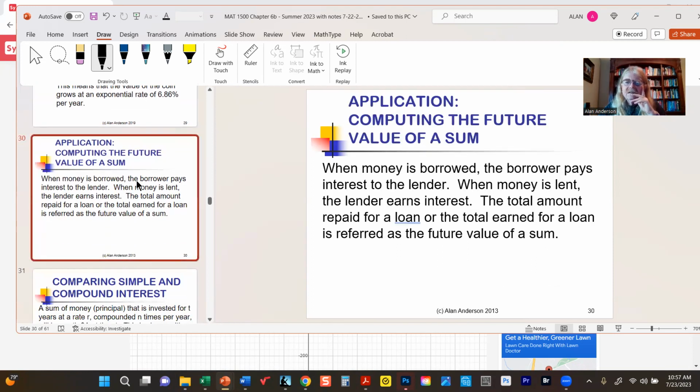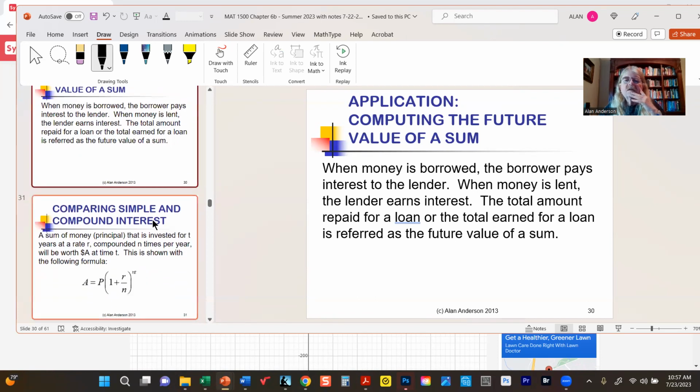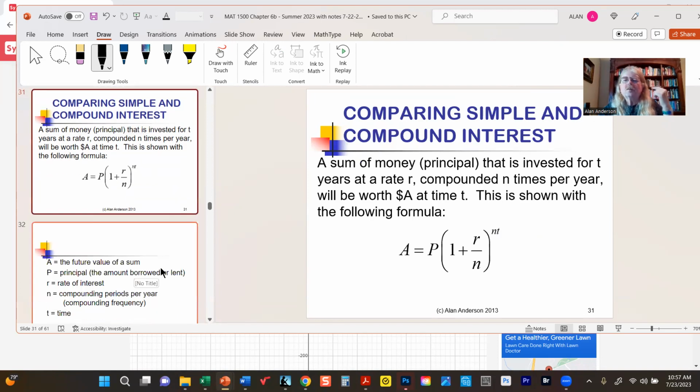Now we're going to look at investing money in the bank, because this is directly relevant. It's a perfect example of how you can use exponential functions in the real world. So we're going to introduce the concept of the future value of a sum, which means if you put money in the bank now, for any given amount of interest and time, how much will you have in the future? So we're going to use a formula, a very special formula, to figure this out. And here's what it looks like.